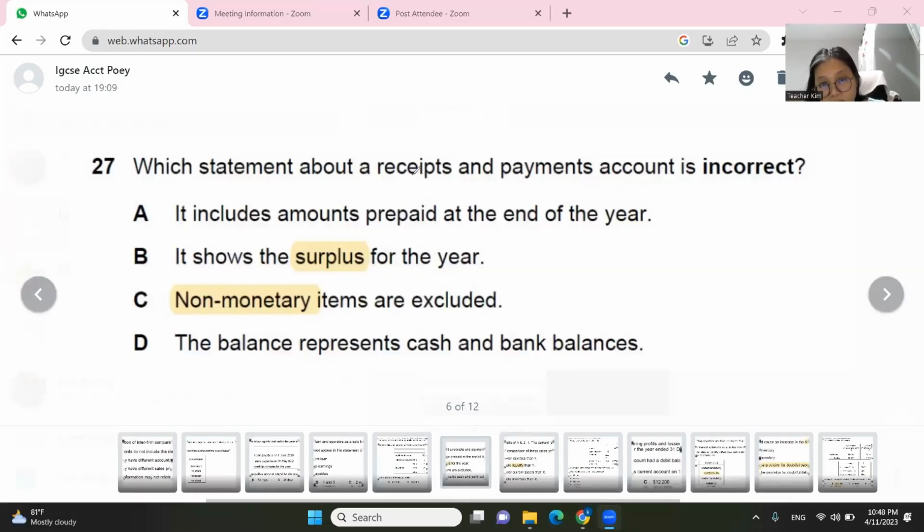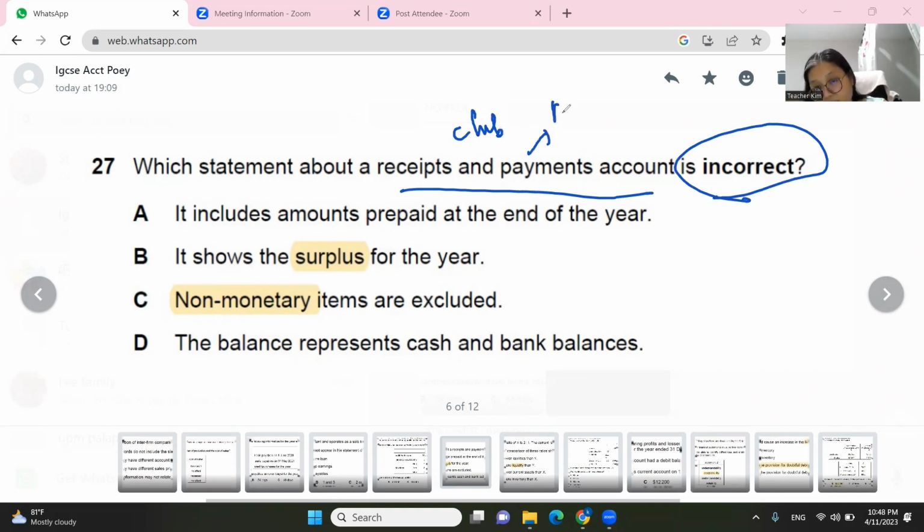which statement about a receipt and payment account under a club is incorrect? This actually is like a bank account, or cash book. It includes the amount prepaid at the end of the year. So whatever you pay, you put into the credit side. So this is the amount prepaid sitting in here, the amount that you pay. It shows the surplus for the year. Surplus refers to the income and expenditure account, which is your income minus your expenditure.